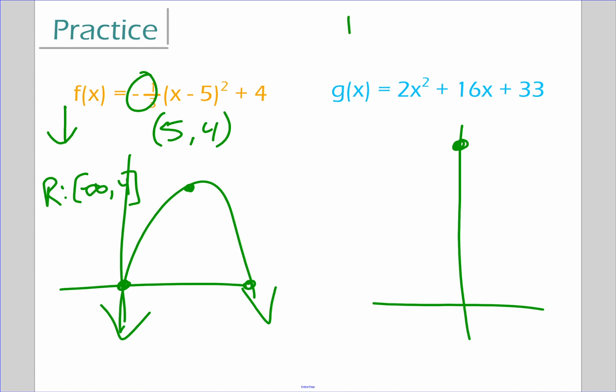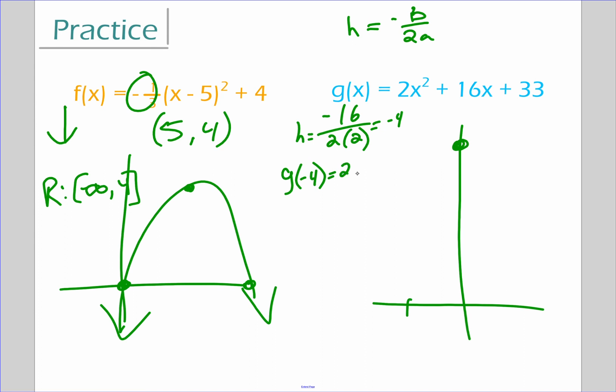So we can use h equals negative b over 2a. We have negative 16 over 2 times 2. Well, that's negative 16 over 4. That's negative 4. So that tells me the x-coordinate of the vertex is negative 4, somewhere over here. Now when I plug negative 4 back in and find g of negative 4, we've got 2 times negative 4 squared plus 16 times negative 4 plus 33, and when you work that out, it comes out to be 1. So our vertex is at the point negative 4, 1.